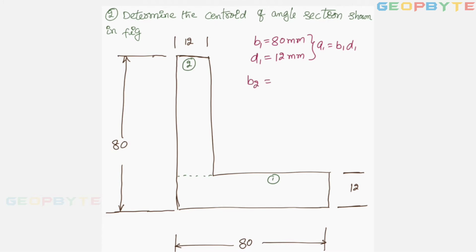Similarly, B2 equal to width for section 2, 12 mm. The depth for section 2, one minute. Actually, this is not 80, this is 92. So depth equal to, total depth is 92, but I cut the section somewhere here. 92 minus 12 is 80 mm. For this, find the A2 equal to B2 into D2.